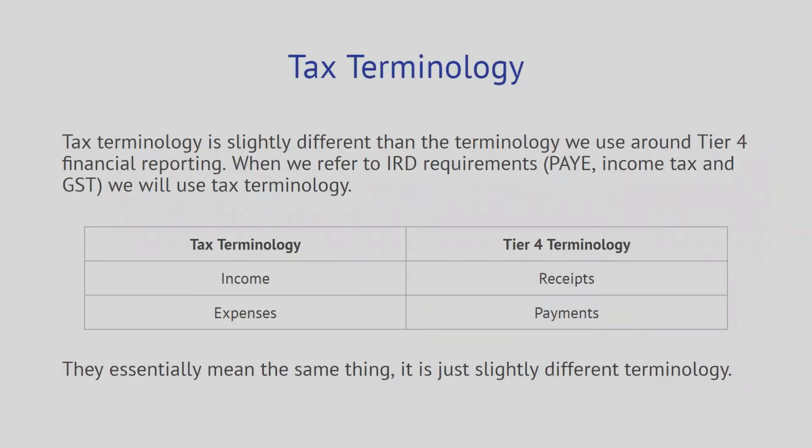Thank you, Felix. So first of all, we're just going to go over some terminology around tax, because the IRD uses different terminology than we use around Tier 4 financial reporting. So when we refer to IRD requirements, this is things like pay as you earn, income tax, and GST. Previously we've been talking about receipts. When we're talking about tax, we refer to this as income, and for expenses, we've been talking about these as payments. They essentially mean the same thing, it's just slightly different terminology.